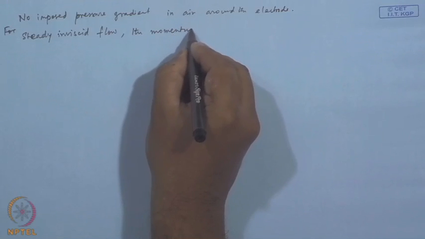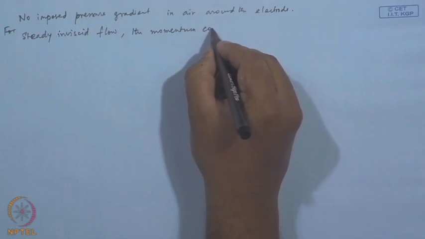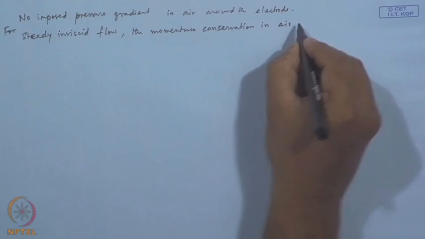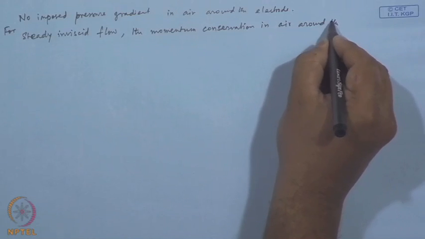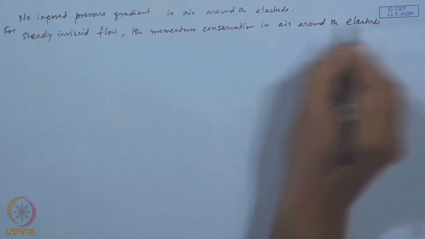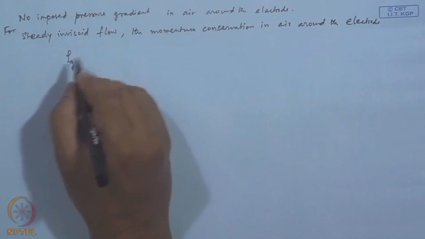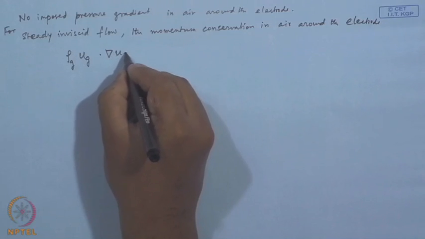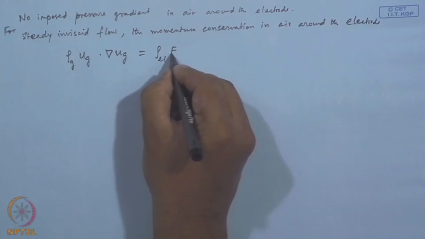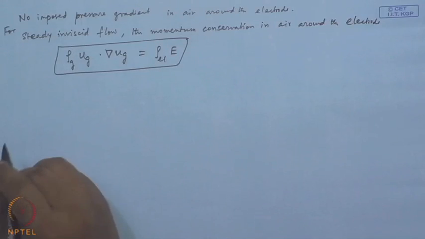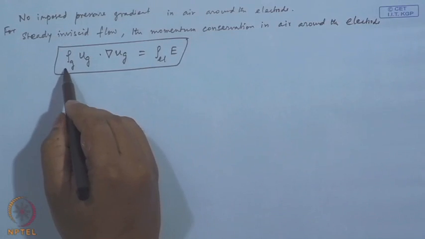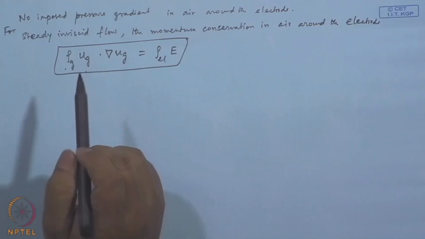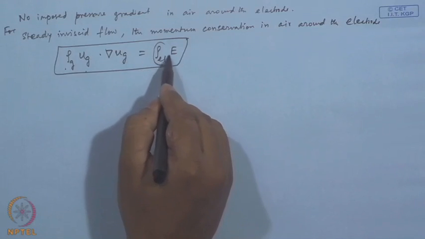Okay, the momentum conservation in air around the electrode would be rho g UG grad UG. So, this would be the momentum conservation equation in this case, where rho g is the density, UG is a velocity vector, and we have taken the grad of it, and this rho EL is the charge density. This rho EL, this is the charge density in Poisson equation.